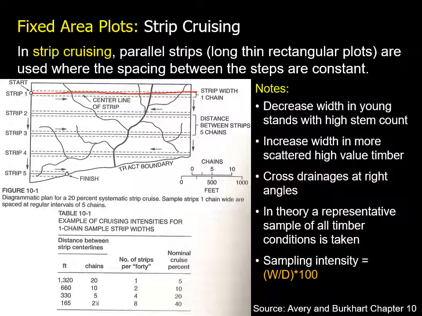One nice feature of these things is it makes it really easy to determine the sampling intensity, or what is known as the proportion of inventoried area in the population, by simply saying if we have a strip or a plot that is 1 chain wide and we're traveling 5 chains between plots, we can just take a simple ratio of 1/5, telling us we sampled 20% of the entire population.